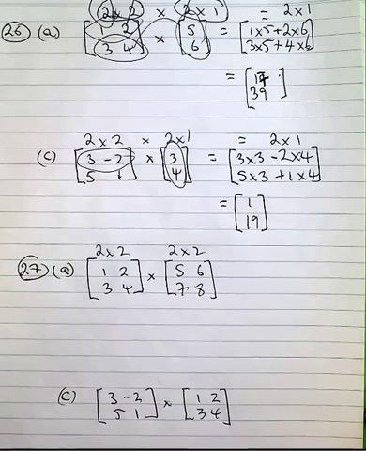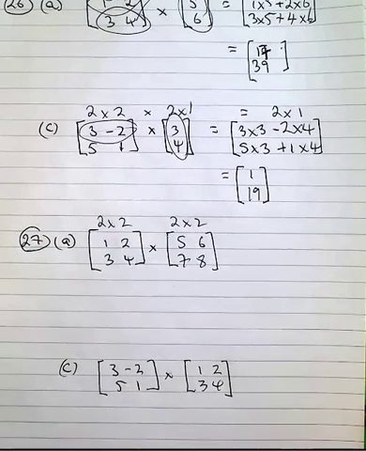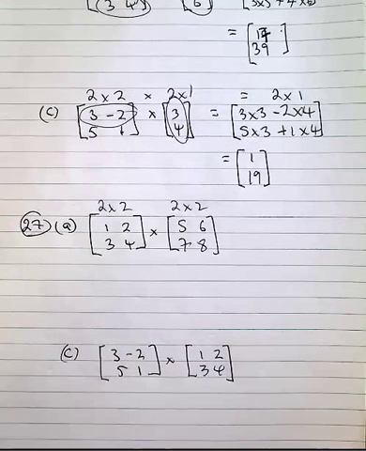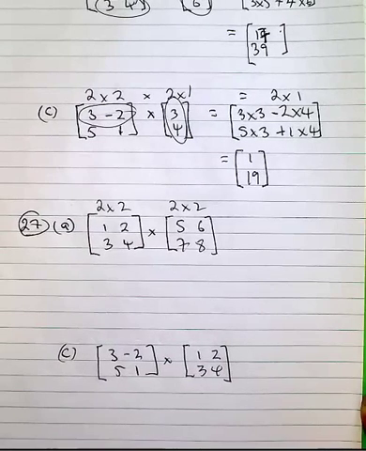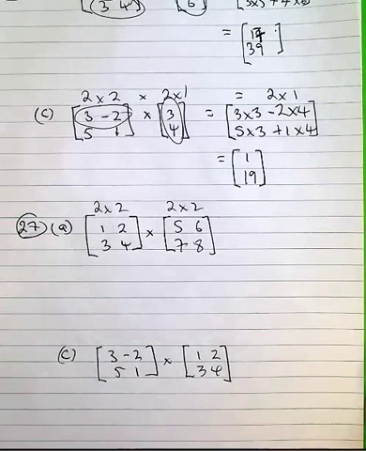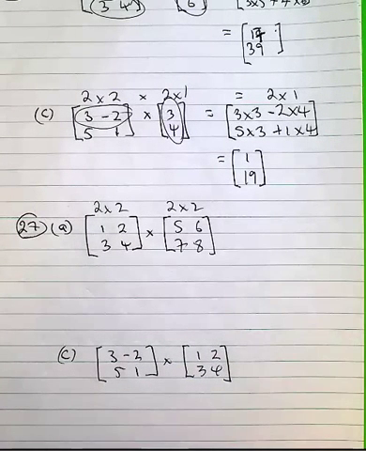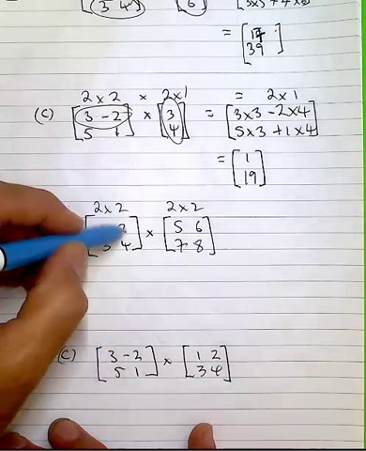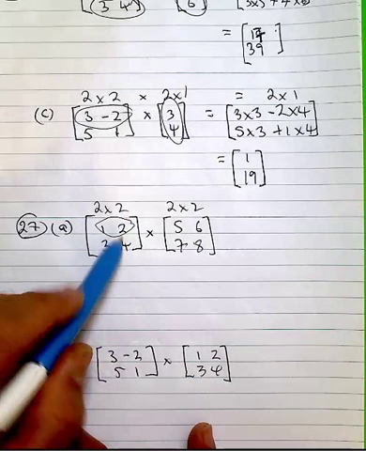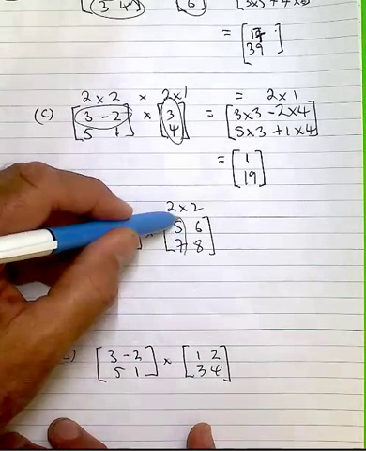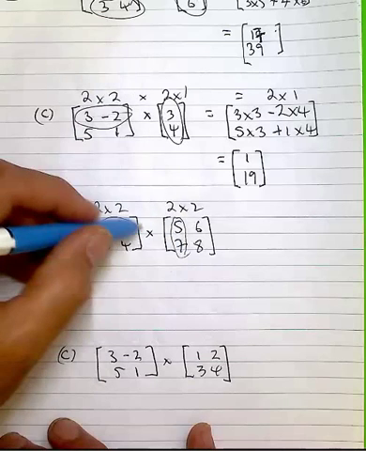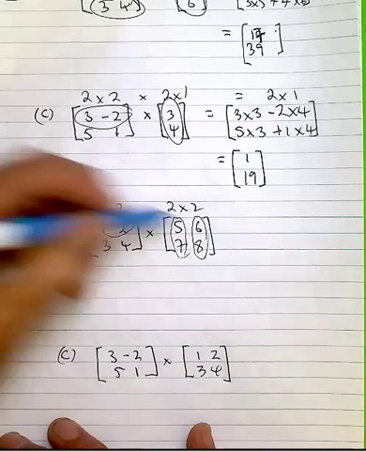Now question 27, the 2 by 2 multiplied by another 2 by 2, is the most complex we look at without using a calculator in this course. But a very, very similar process. The first row is multiplied by the first column, and then in turn by the second column.